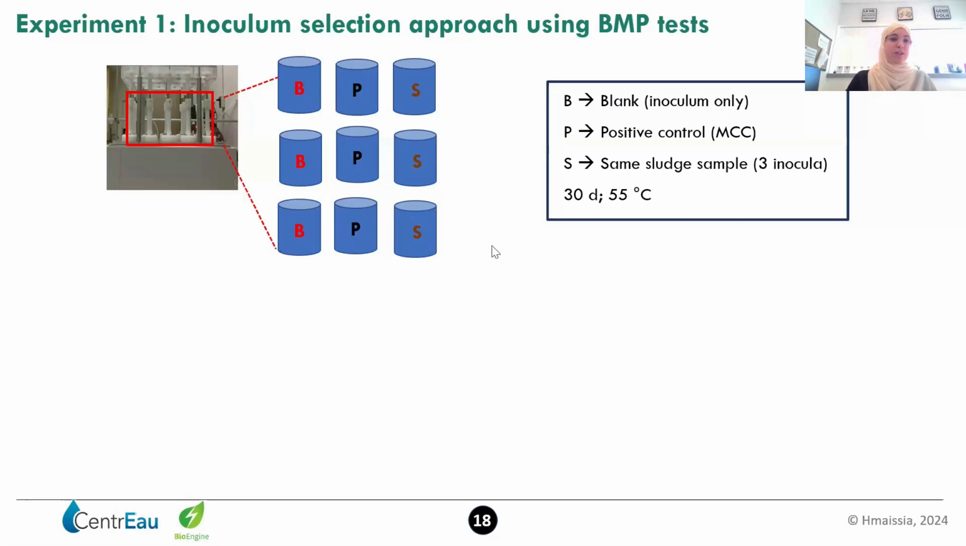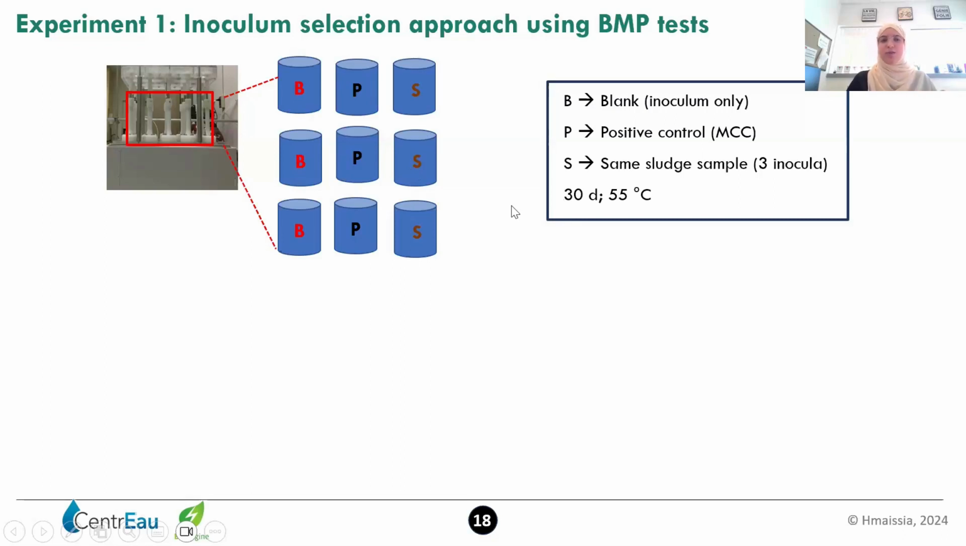This test is run in a standardized way. We performed that in triplicates. We had triplicates of blanks with only inoculum, which represents our noise of data, and we had triplicates of positive control. A positive control is a substrate or organic matter whose theoretical potential of methane production we know. Here we used microcrystalline cellulose, and then we had triplicates of our substrate, which is sewage sludge. We used the same sample for our 3 test runs for our 3 inocula. We did that for 30 days for each test under 55 degrees Celsius.